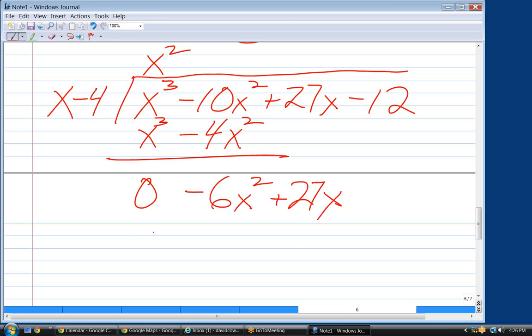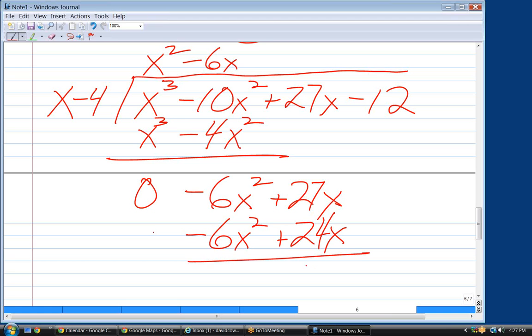Next step is to divide x into that term there. So it's minus 6x. Okay, and then multiply. So it's minus 6x squared plus 24x. Subtract. 3x. Bring down the next term, 12. Do the whole thing again.